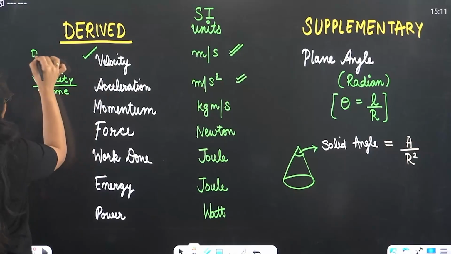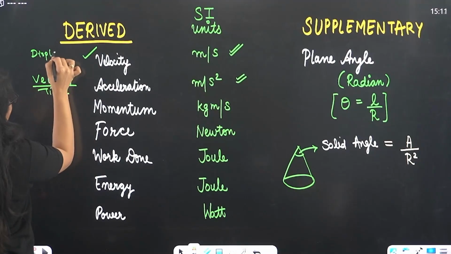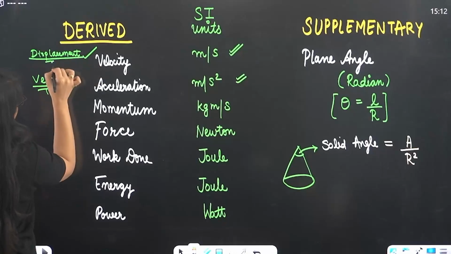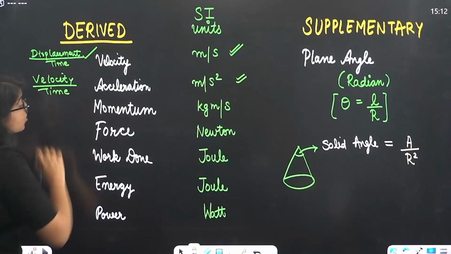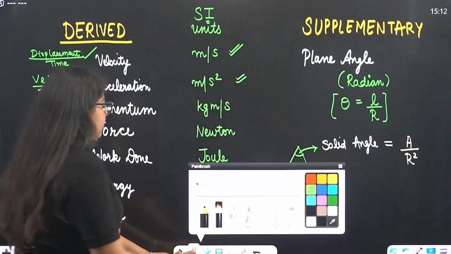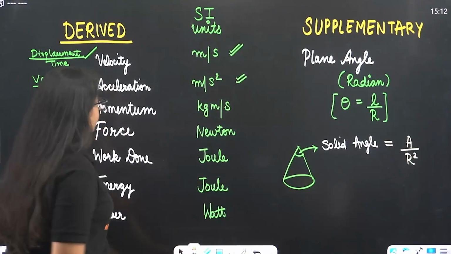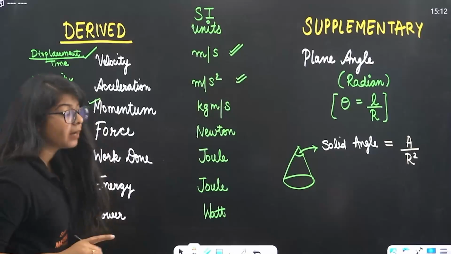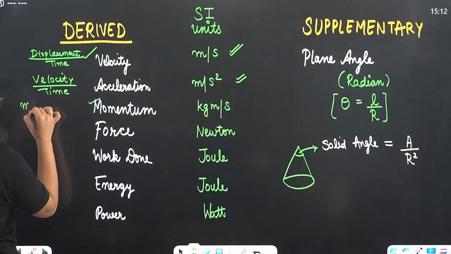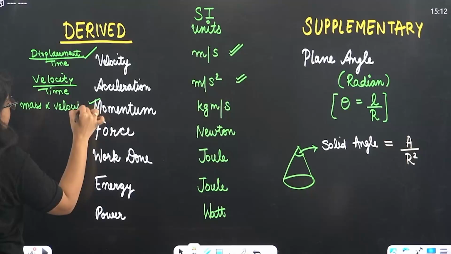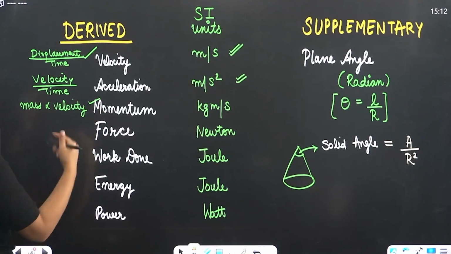Velocity formula was what? Displacement. We studied speed in the previous slide. Now we are talking about velocity. So velocity is not distance upon time. It is displacement upon time. Very good. Then beta, what is the next one? Momentum. We studied about momentum as well, right? So momentum is what? Mass into velocity.